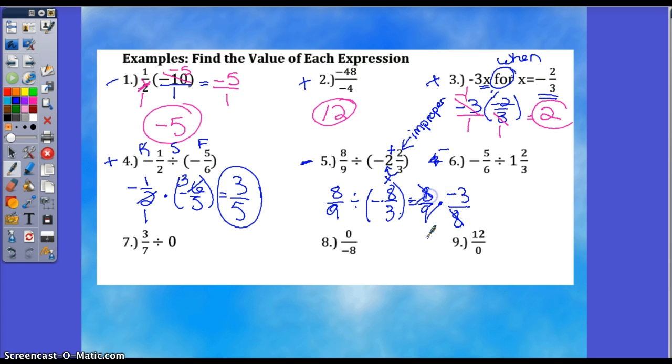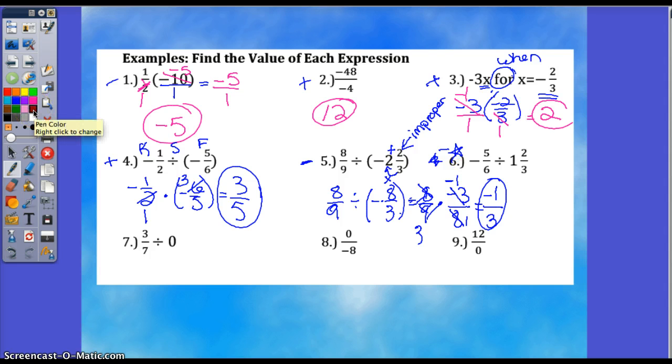My 8s can cross simplify. 9 divided by 3 is 3. Negative 3 divided by 3 is negative 1. And I know my answer is going to be negative. 1 times negative 1 is negative 1. 3 times 1 is just 3. So negative 1/3. I want you to try number 6 on your own.